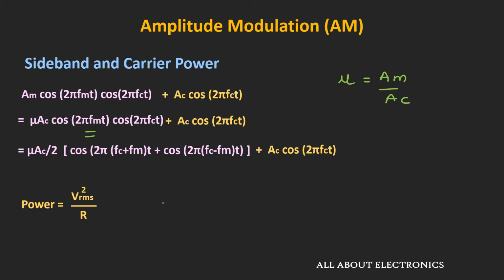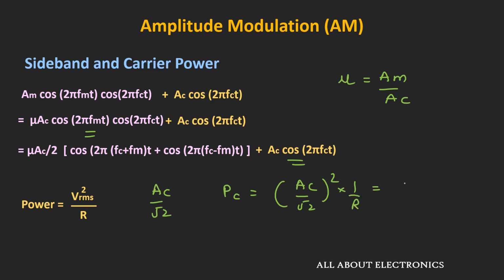So first of all, let us find the power of this carrier term. So for this carrier signal, the RMS value is equal to AC divided by root 2, right? That means the carrier power will be equal to AC divided by root 2 squared times 1 by R.